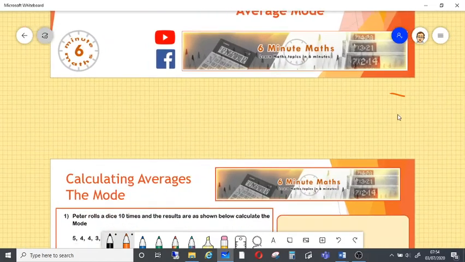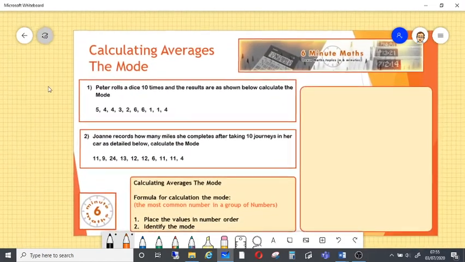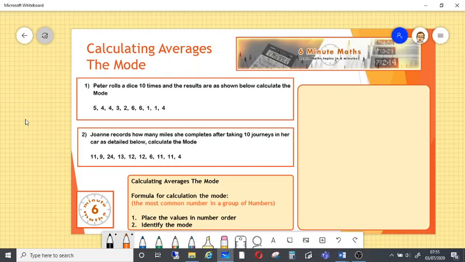Slide over. There we go. So the first question there, Peter rolls the dice 10 times and the results are shown. Please calculate the mode. So, okay, let's put them in number order first. So we've got 1, and then another 1, then a 2, then a 3, then a 4, then another 2 4s, then a 5, then a 6, and then another 6.